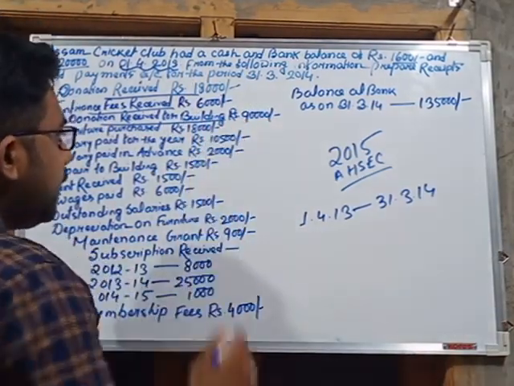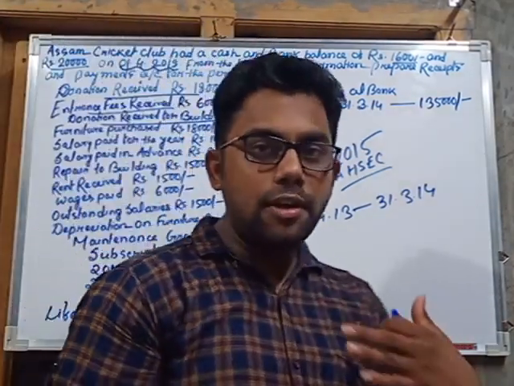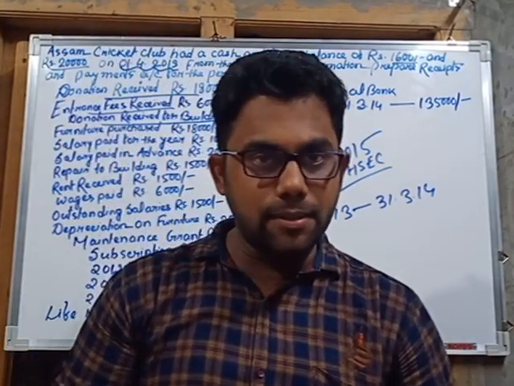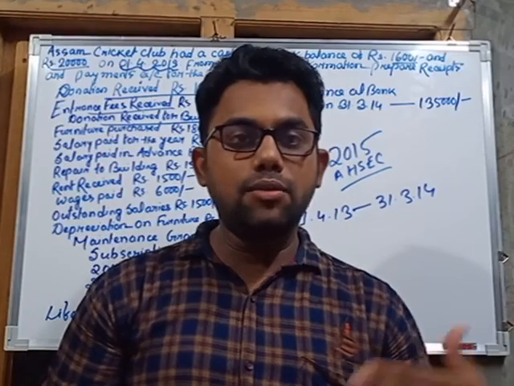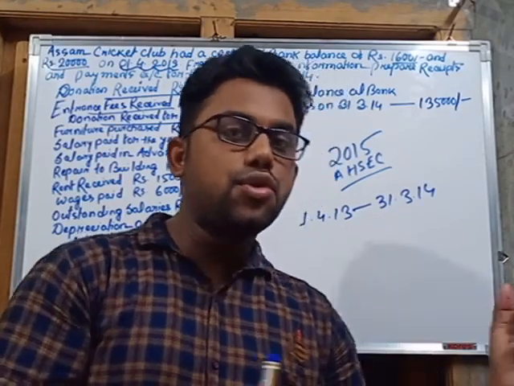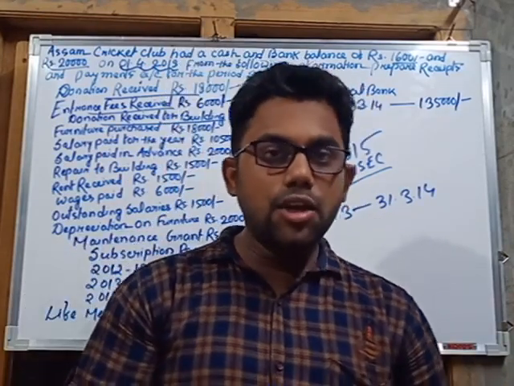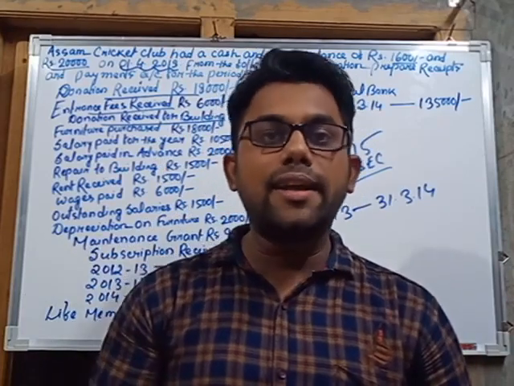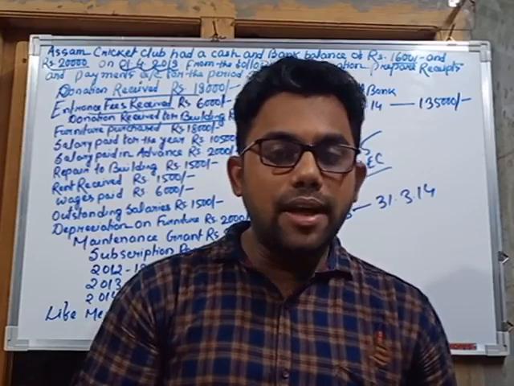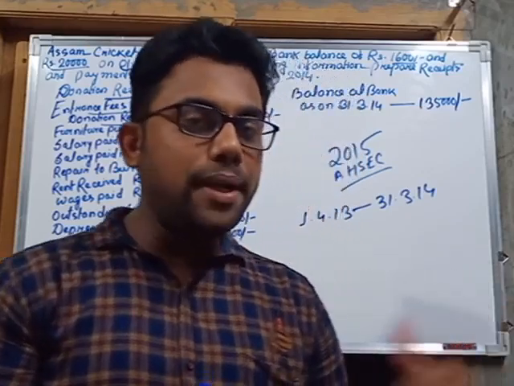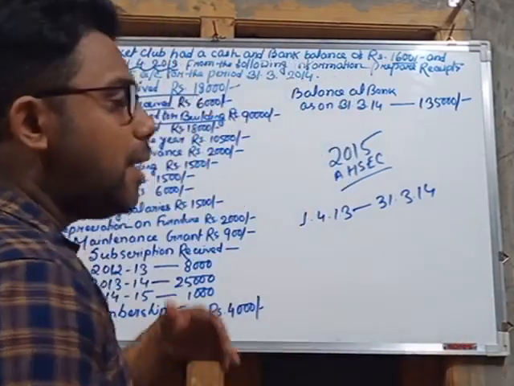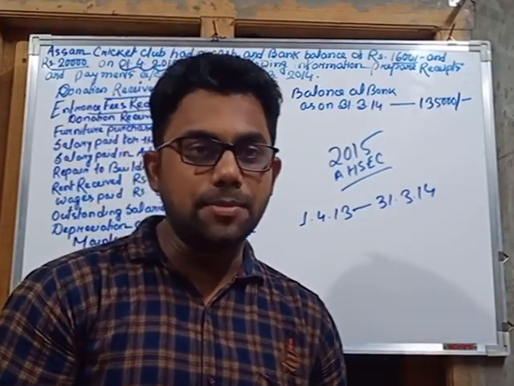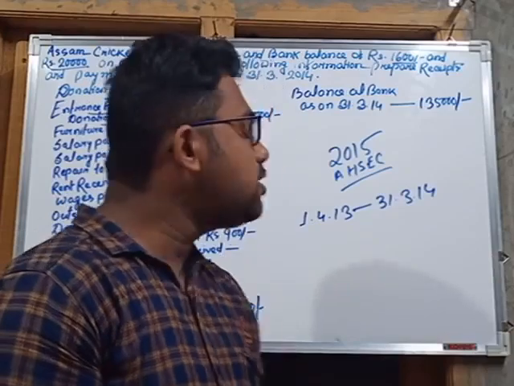Next, donation received for building rupees 90,000. This means that it is a capital receipt, because the club received the donation for the construction of a building. So the club cannot use that amount for any other activity; it has to use this amount for the construction of the building. So it is a capital receipt, but the receipts and payment account includes both capital receipts and revenue receipts. So it is a receipt for the non-trading organization.